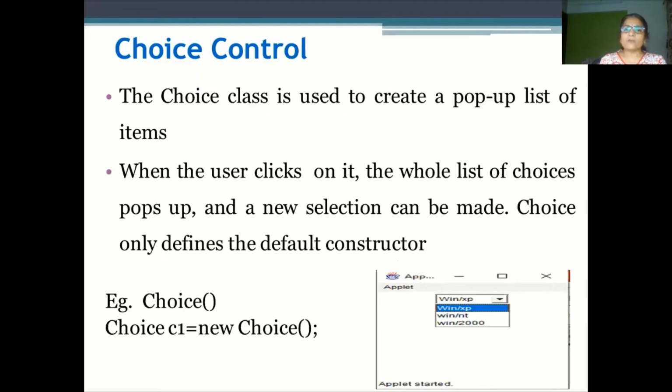Next component is the choice component. The Choice class is used to create a pop-up list of items. We can select only one entry from the choice. I have created a list of entries here. I have added different operating systems: Windows XP, Windows NT, Windows 2000. There is only one constructor of the Choice class: Choice c1 = new Choice(). In this way, we can create a Choice class object.